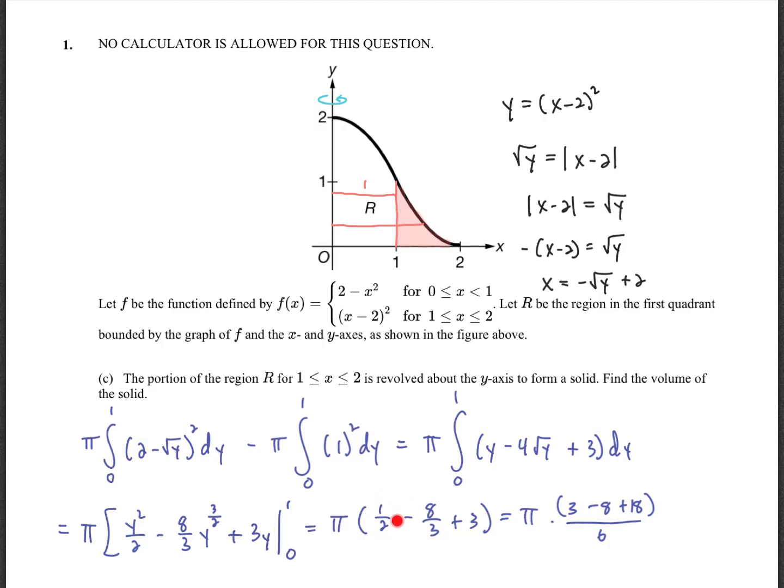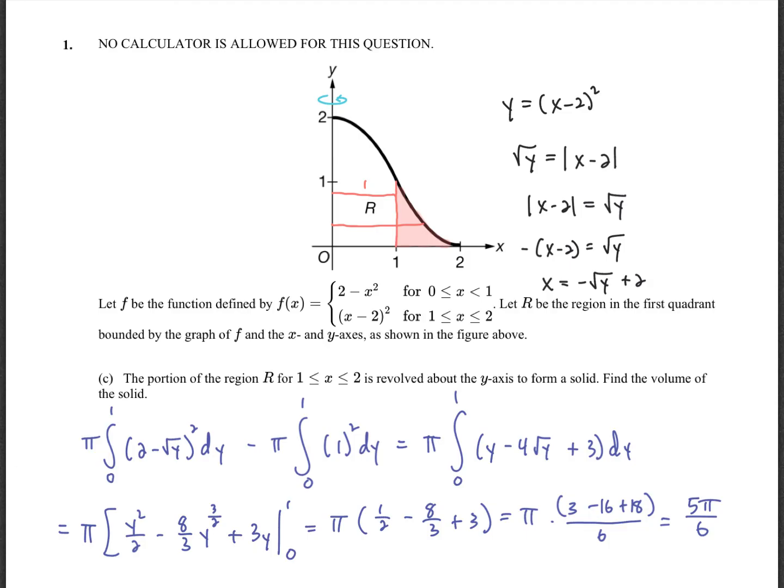So if you put it over 6, this would be 3 over 6. Oh, this should be 16. I don't know why I did that. So this would be 16 over 6, and this will be 18 over 6. Okay. And then that all simplifies to be 5 over 6. So that'll be 5 pi over 6. Alright, and that's it.